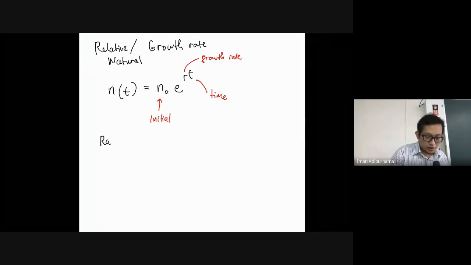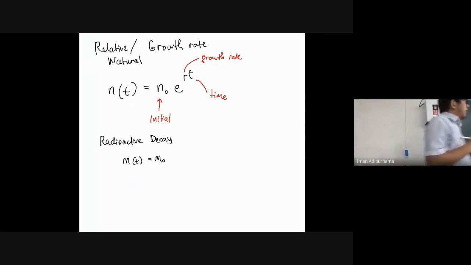Another thing is the radioactive decay. Usually we can write it as m, from the mass, because what the decay really means is you have some radioactive materials with some mass, right? And the materials radiate some radiations, and the material itself gets reduced. So what we are talking about here, the decay, is when the material itself is losing its weight, losing its mass.